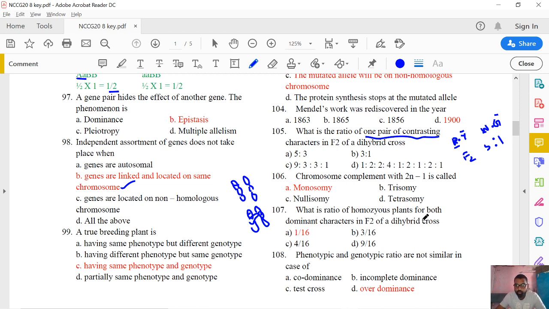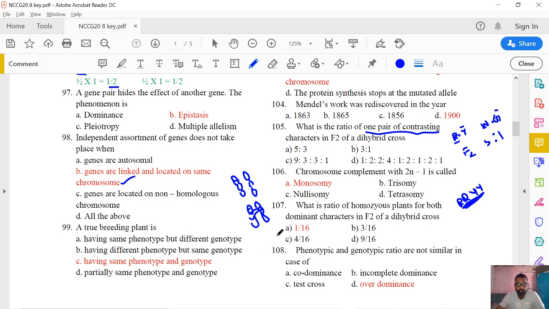What is the ratio of homozygous plants for both dominant characters in F2 of a dihybrid cross? This is about plants homozygous for the dominant characters, so it is capital R, capital R, capital Y, capital Y, or capital A, capital A, capital B, capital B. This kind of proportion is asked. So it is 1/16.